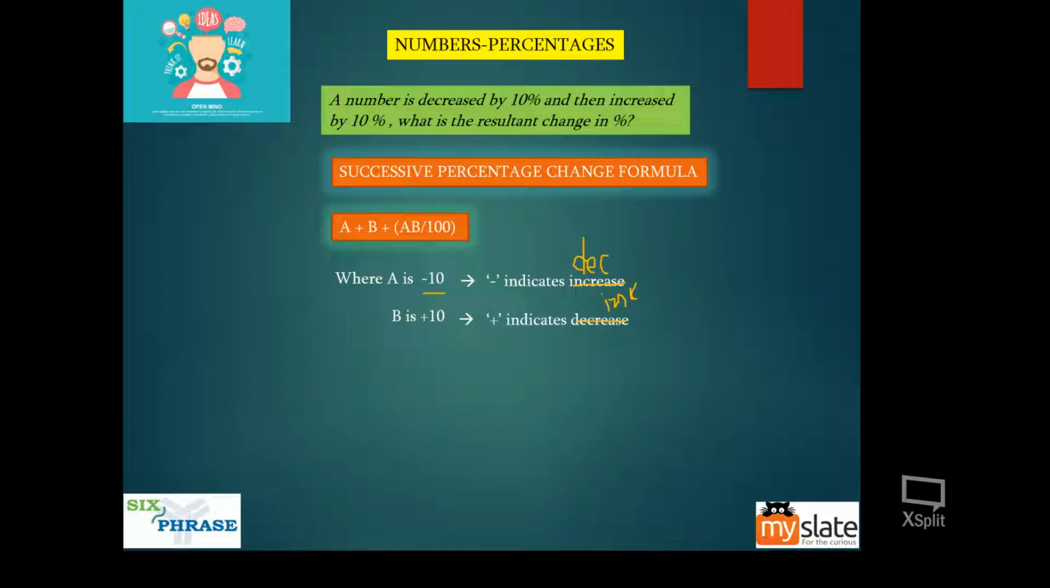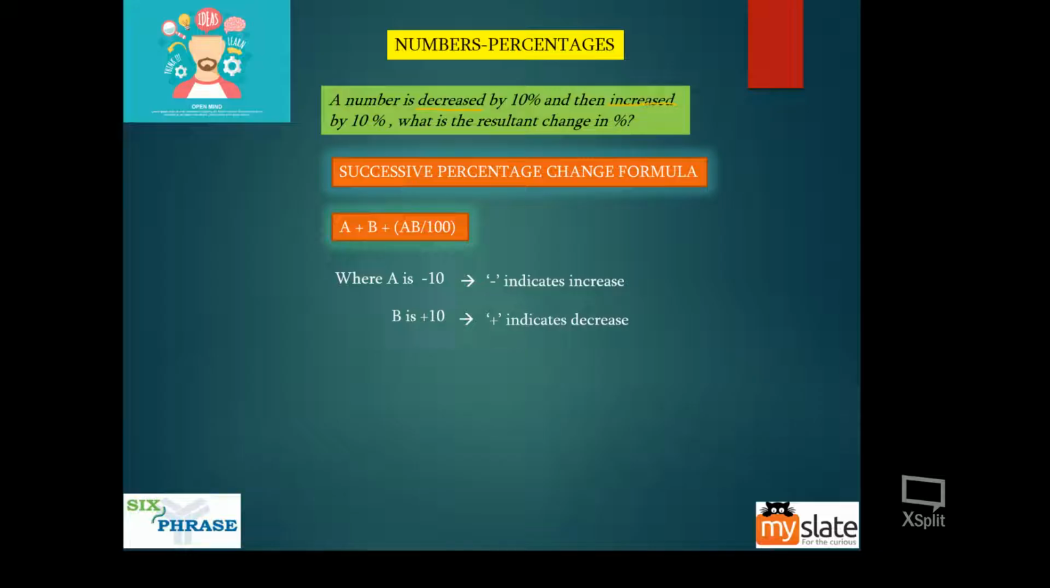Now, because you got the values of a and b, it is very easy to just substitute the values. In the previous problem, a was plus 10 and b was minus 10, right, guys? Yes, because we increased and then decreased. So first came a and then came b. For increase we took plus 10, for decrease we took minus 10. Here we take minus 10 first because we are decreasing first and then increasing.